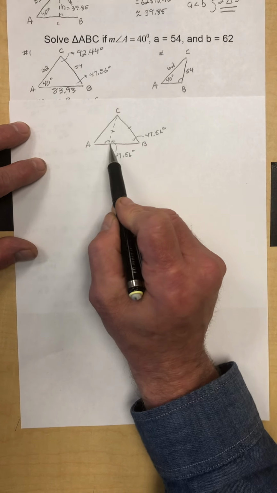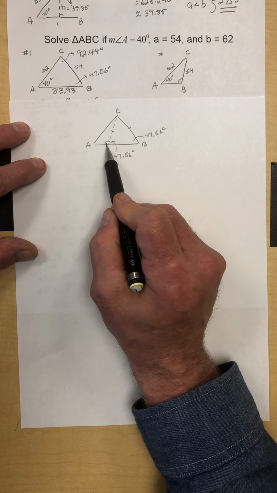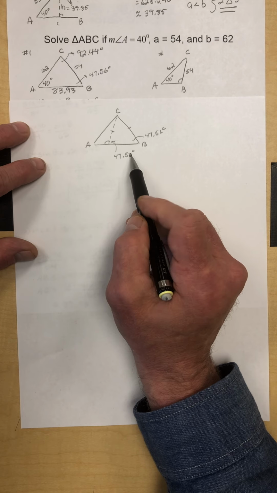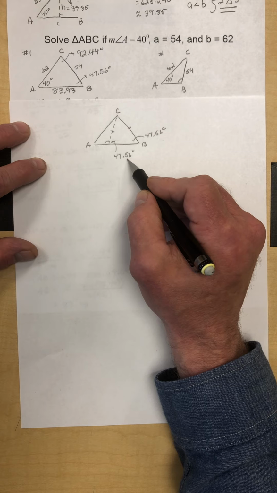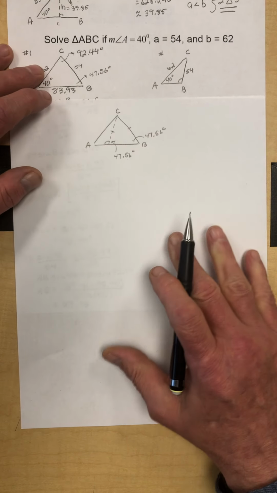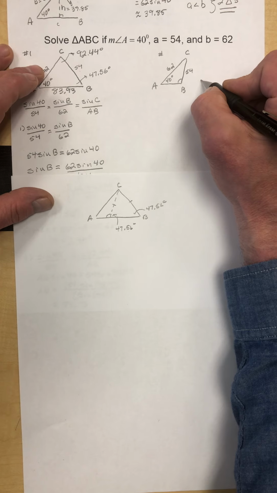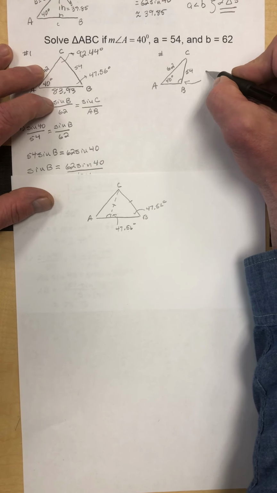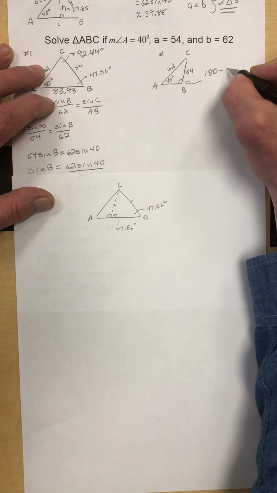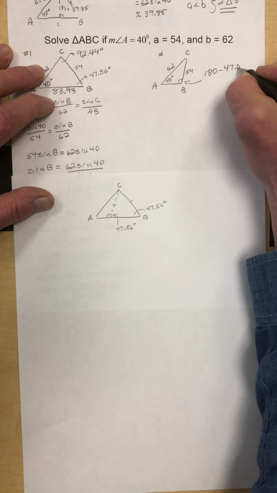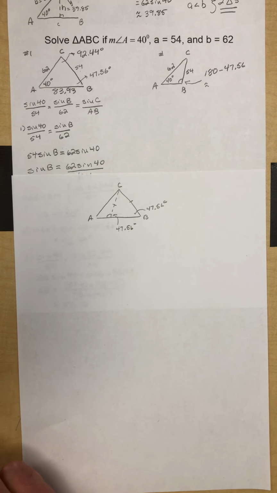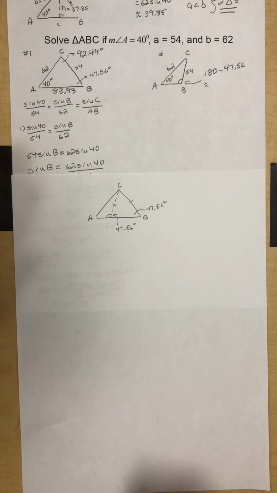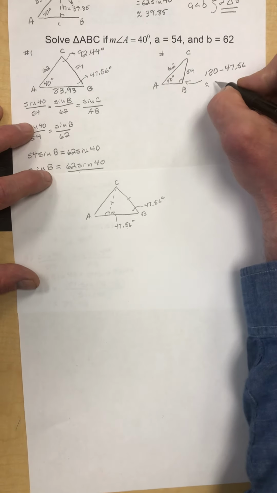Okay, now this angle right here is this angle right here. So wouldn't these two angles have to be supplementary because it's a linear pair? So wouldn't this guy right here have to be 180 minus 47.56? So the measure of angle B must be 180 minus 47.56, and I get 132.44 degrees.